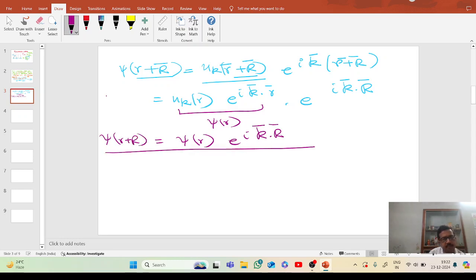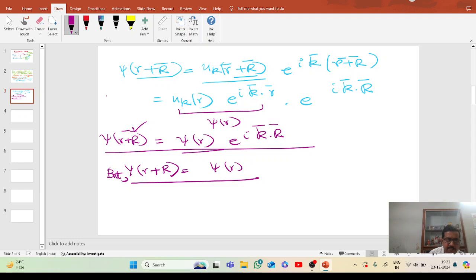Now see, in a periodic lattice, after the translation vector, the wave must repeat itself. So we are expecting psi of r plus R to be equal to psi of r, because it is a periodic lattice. What happens at r repeats at the translation vector, capital R.